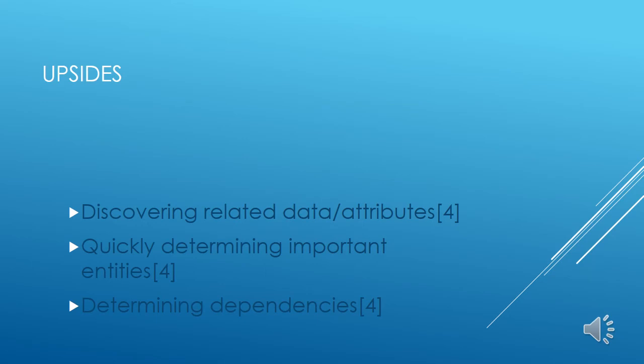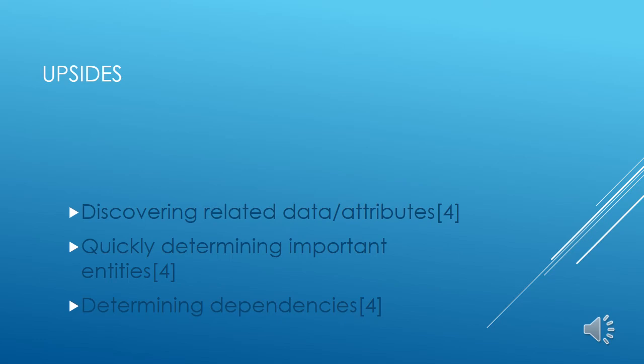Okay, some upsides of UML component diagrams are discovering related data and attributes. Through the process of creating a component diagram, related data and attributes will come to the surface and will be shown through the relationships between each component. Quickly determining important entities. By having all the components of a system in a UML component diagram, it makes it easy to spot each entity that will be present in the system. By setting all the entities in front of somebody's face, it makes it a lot quicker to determine important ones because they'll have a lot of relationships between them.